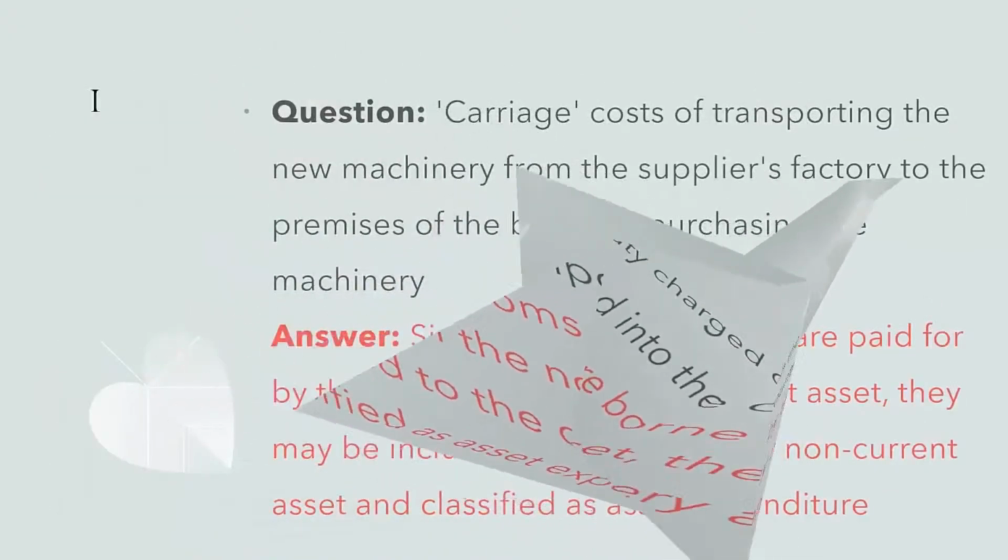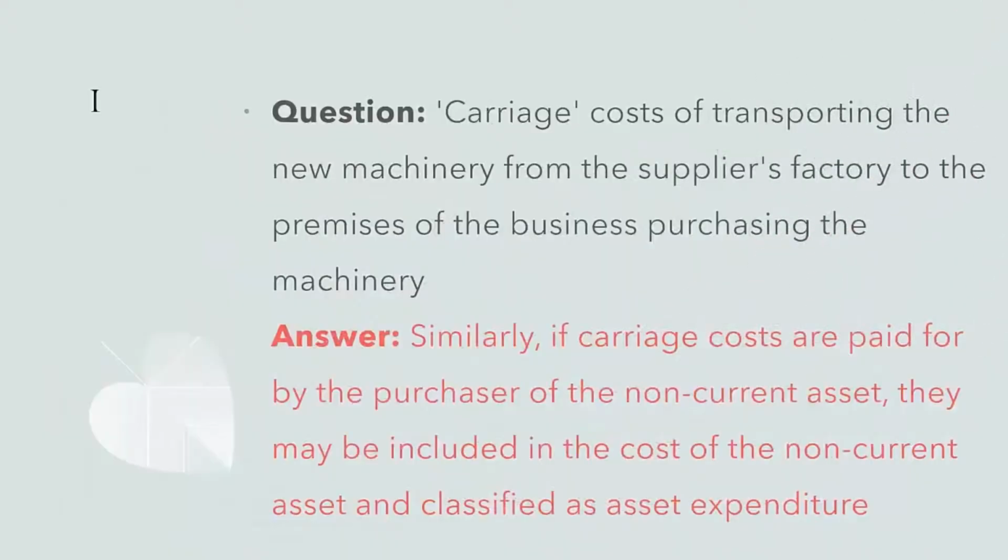I. Carriage costs of transporting the new machinery from the supplier's factory to the premises of the business. Answer. Asset expenditure. Why? Transportation costs for delivering machinery to the business's premises are also considered part of the total cost of acquiring the asset. Just like customs duty, these costs are necessary to get the machinery ready for use and are added to the asset's value on the balance sheet.